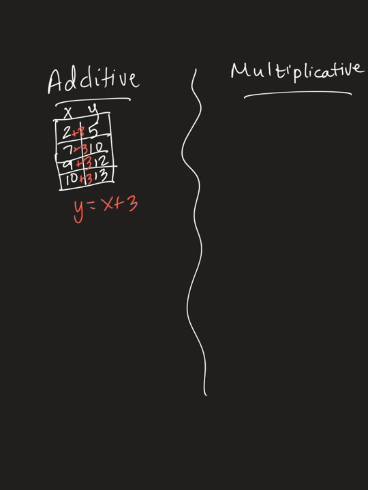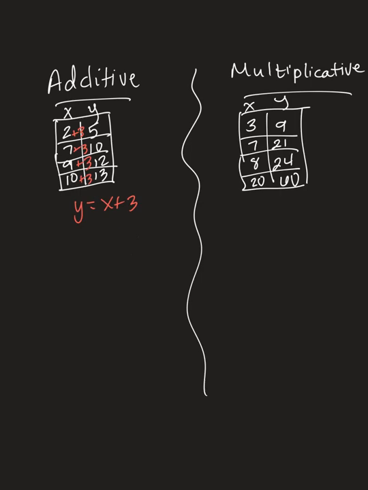Now if it's multiplicative, I'm multiplying each time. So in this case, I'm multiplying by 3 each time. So it's multiplicative. So my equation would be y equals 3x, meaning that x comes from this x value. The y is the y value.